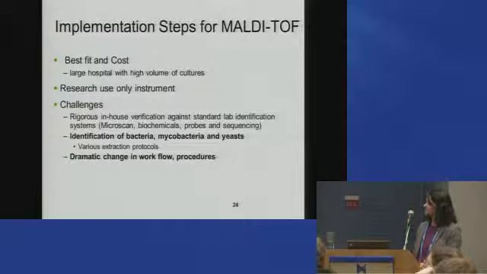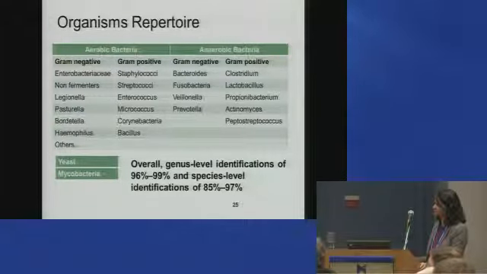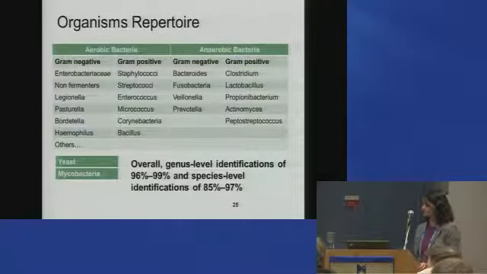So these are the organism repertoires that we looked at: gram-negatives, gram-positives, and so on. You can see a large number of organisms, also yeast and mycobacteria. And overall, our genus and species level identification were quite high. So genus level 96 to 99%, species level about 85 to 97%.